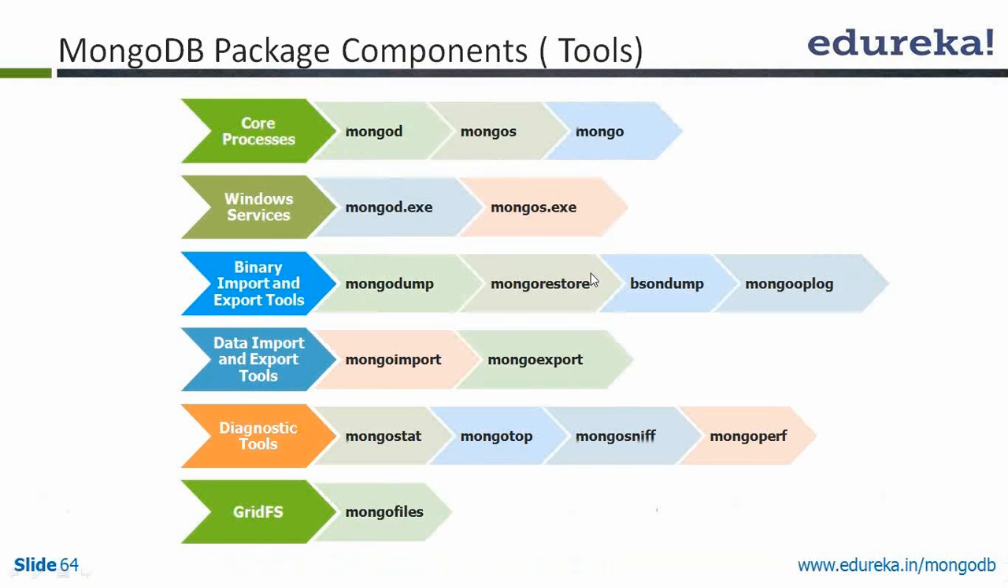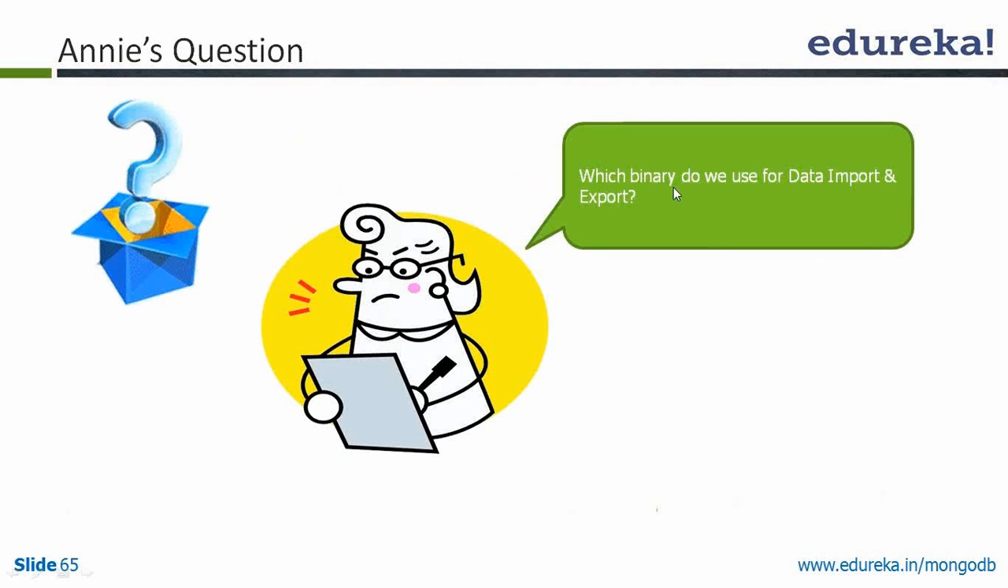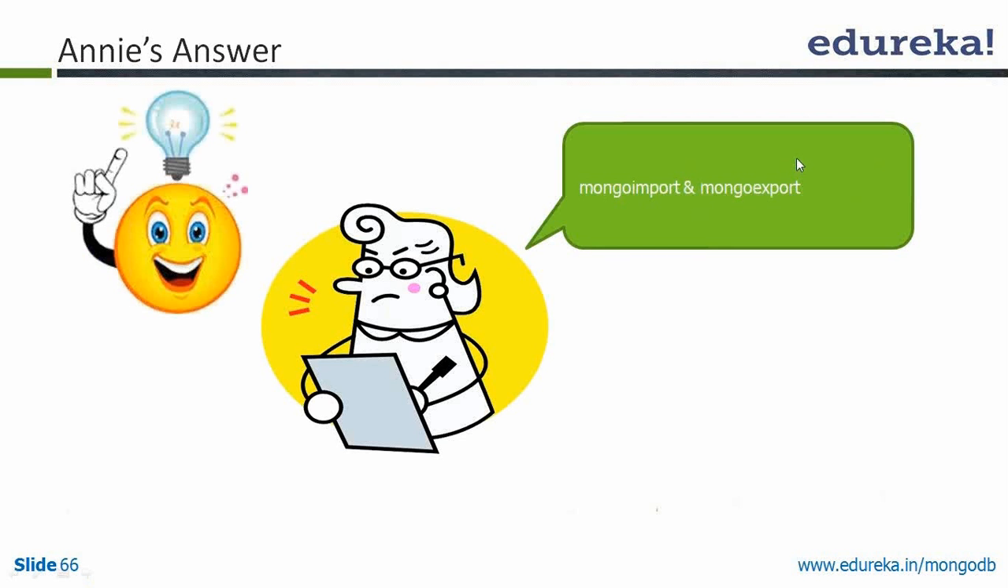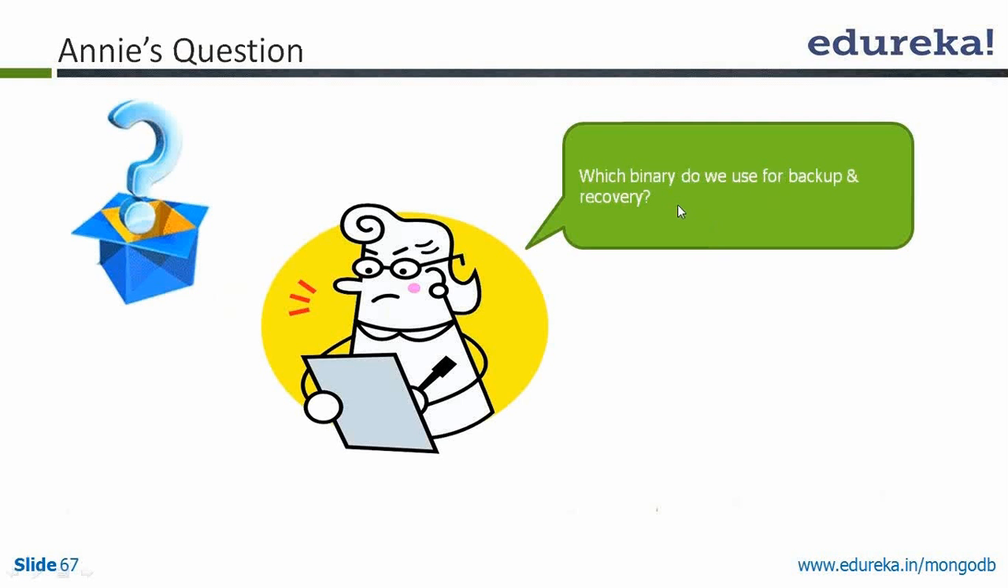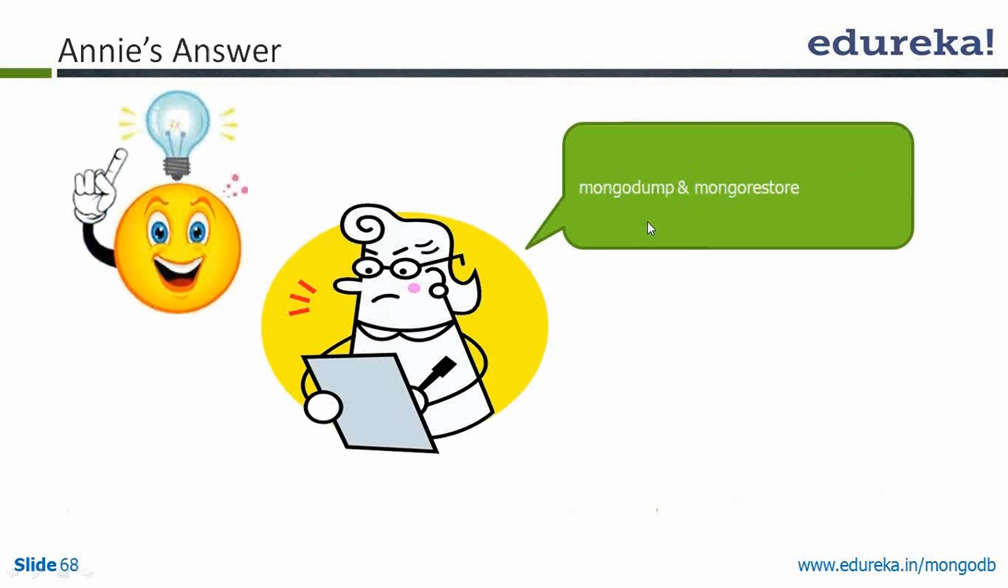All right. So now the question is, which binary do you use for data import and export? Guys, just now we saw. So it's mongoimport and mongoexport to import and export data. Which binary do we use for backup and recovery? mongodump and mongorestore. Just now we saw.